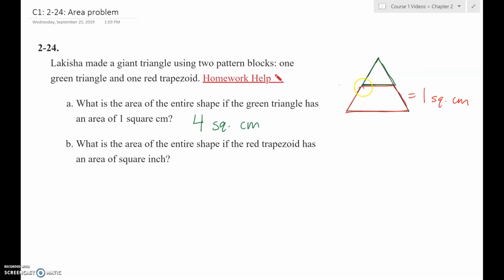We drew that, right? If we brought this guy down, it's only 1/3. It's only 1/3 of that. So if we have one red trapezoid, and this is 1/3 of a trapezoid, then we've got 1 centimeter. We've got 1 and 1/3 square centimeters of area. One here, 1 full trapezoid, and that's 1/3 of a trapezoid.